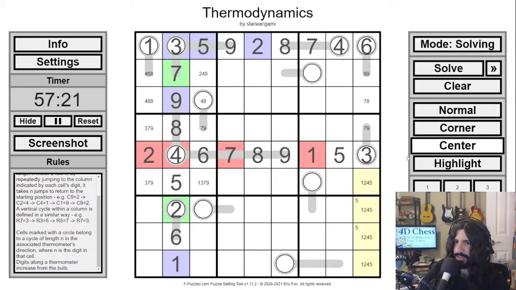Sorry, 5? The numbers that aren't these numbers. This can't be a 1 or a 5. This can't be a 2. This can't be a 1. A 5 is either here or here. So this can't be a 5. So we've got a 2-4 pair here.